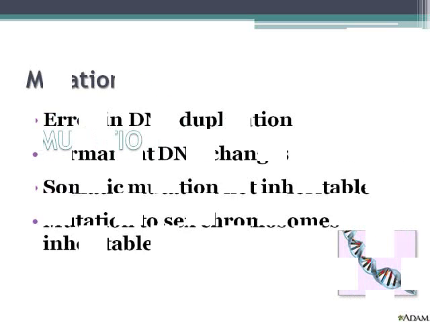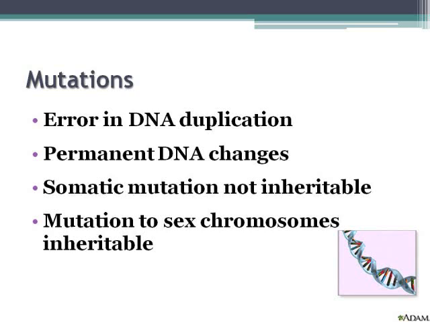Mutations. Mutations are caused by multiple things, such as an error in DNA replication. This results in permanent DNA changes. When it happens on the somatic cells, or the autosomes, the mutations are not inheritable because they don't make it into the sperm or the ova. So mutation of the sex chromosomes is inheritable.